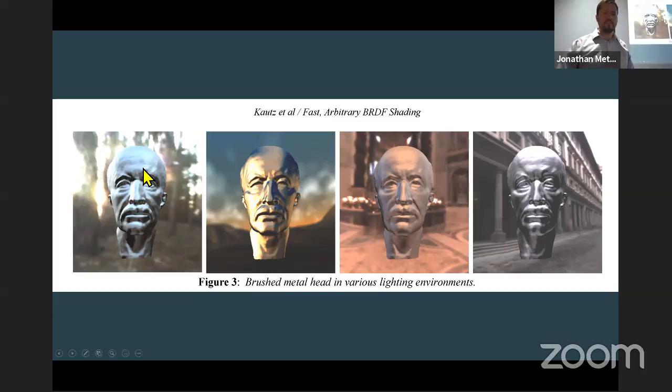What would happen if you were to take this model and stick it in this scene? Would it look right? Would you believe it? Would it be believable? No, it doesn't look like it belongs. But when you use the radiance volumes, then they look like they belong.